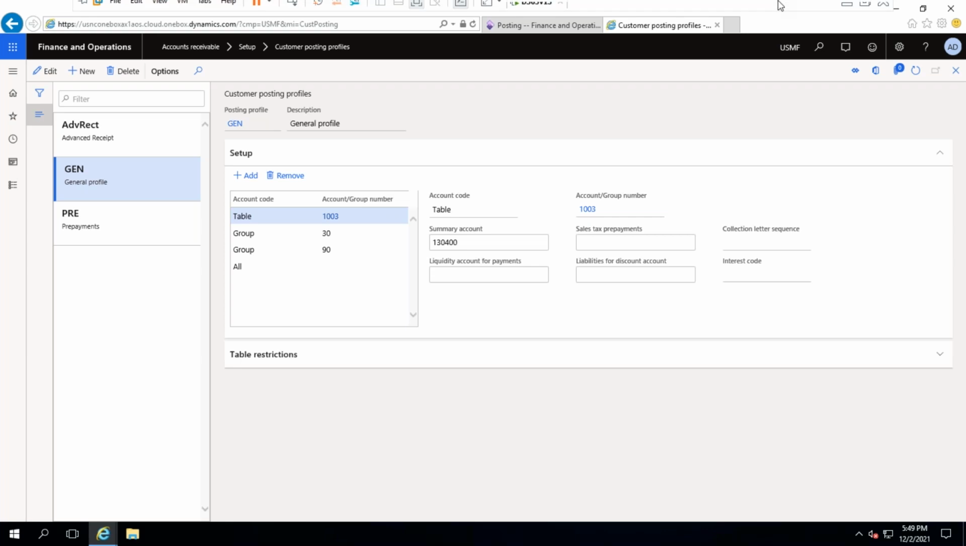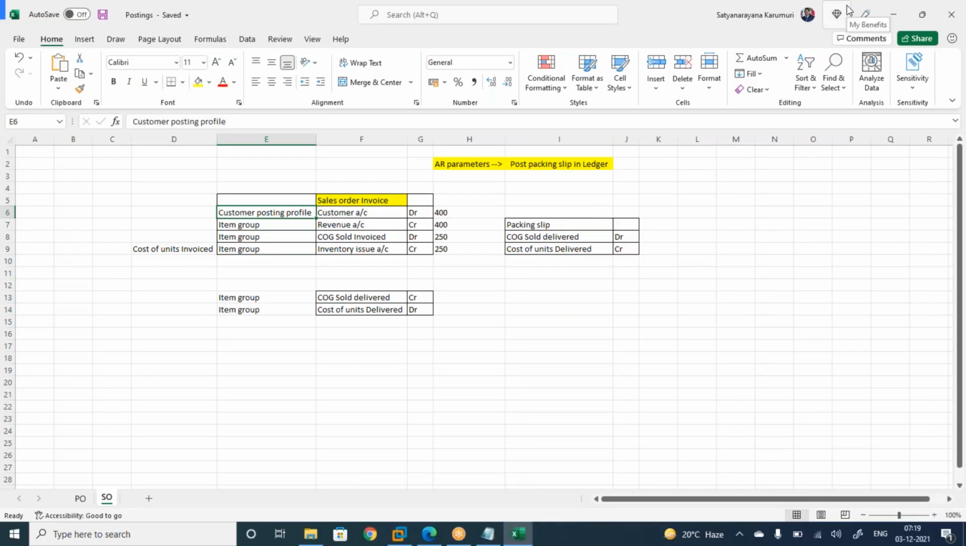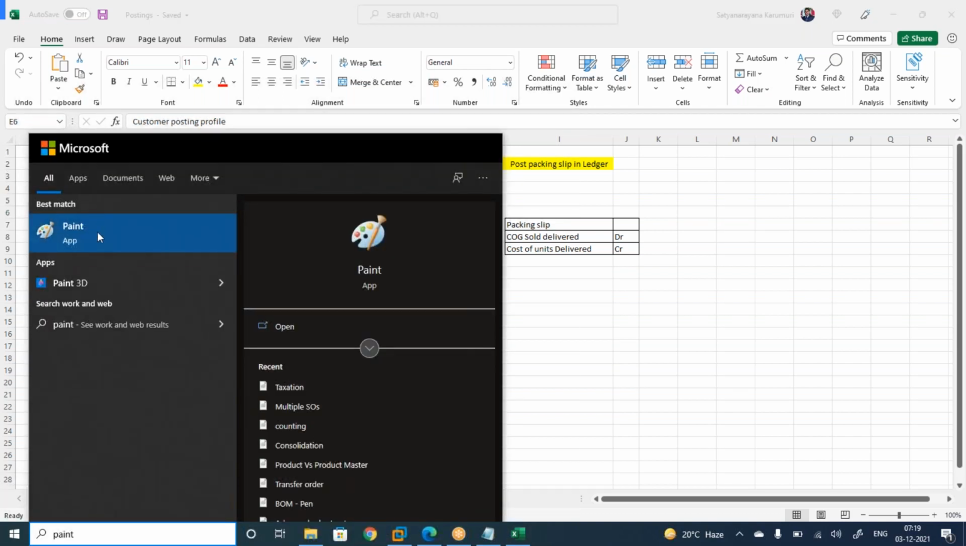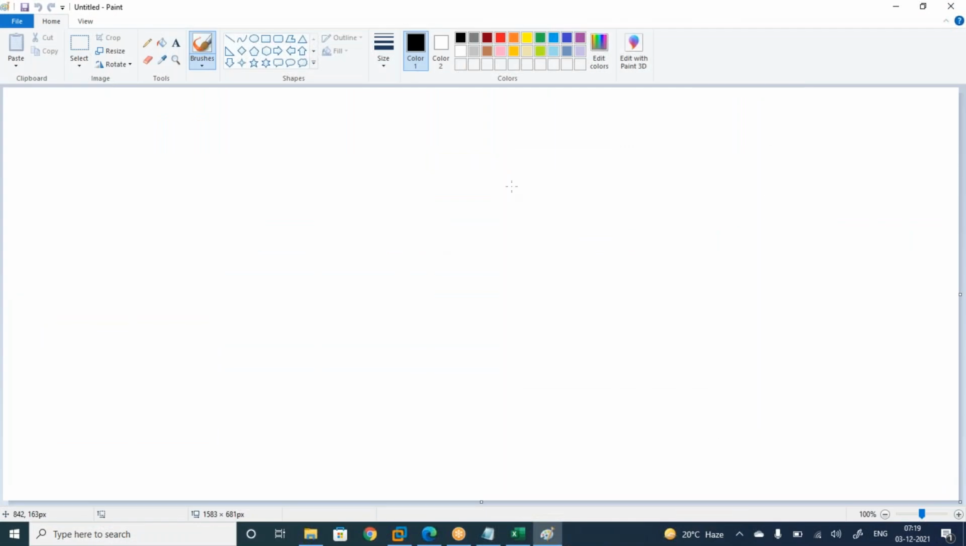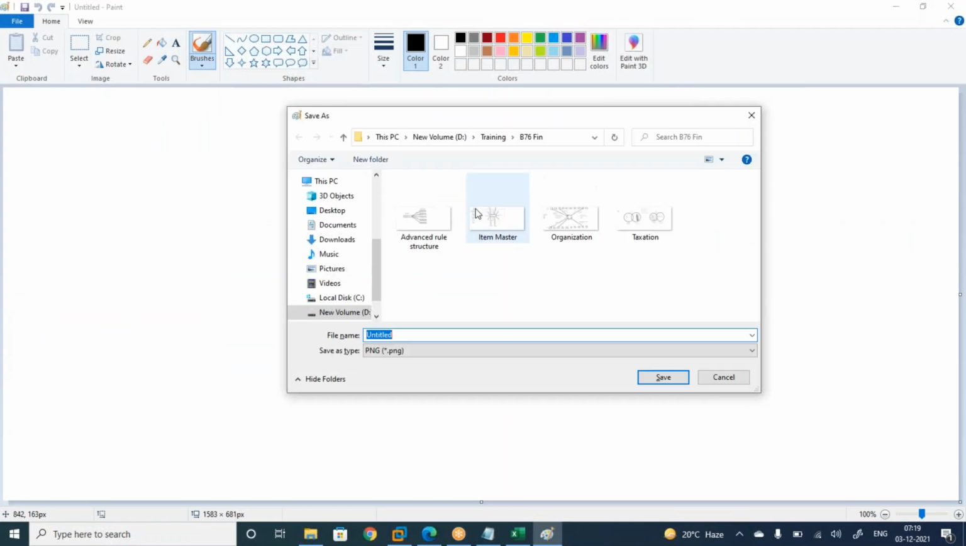Okay, so now I need to explain customer posting profiles in detail. Just give me 1 minute. In a few minutes you will clearly understand what customer posting profiles or vendor posting profiles are. Now, to understand customer posting profiles, I need to explain one topic: the ledger and subledger concept. That is an ERP concept. Let us understand. Give me a second.